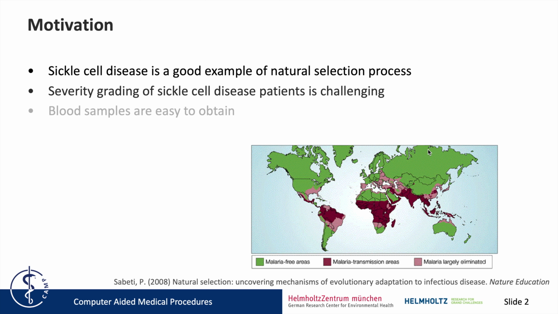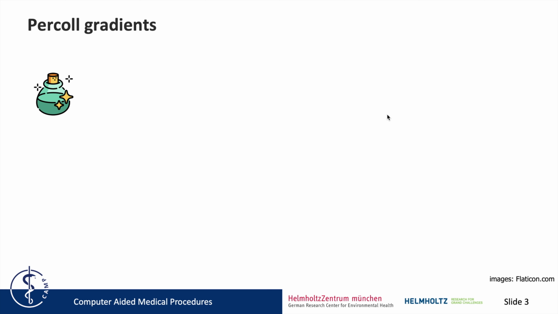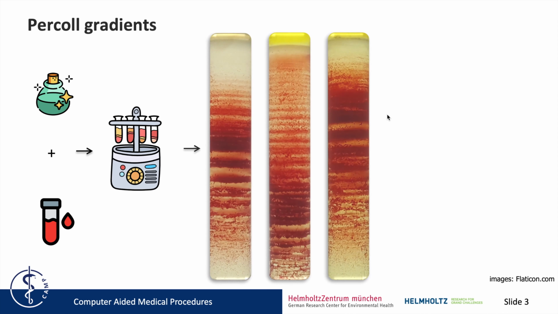Blood samples are easy to obtain and Percoll is a cheap and accessible solution. Severity grading of sickle cell patients is a challenging and time-consuming task, requiring expertise and equipment that may not always be available in affected areas. Using the Percoll solution, the patient's blood sample and a centrifuge, Percoll gradients are obtained. Several bands are formed on the tubes and cells are separated based on their density.